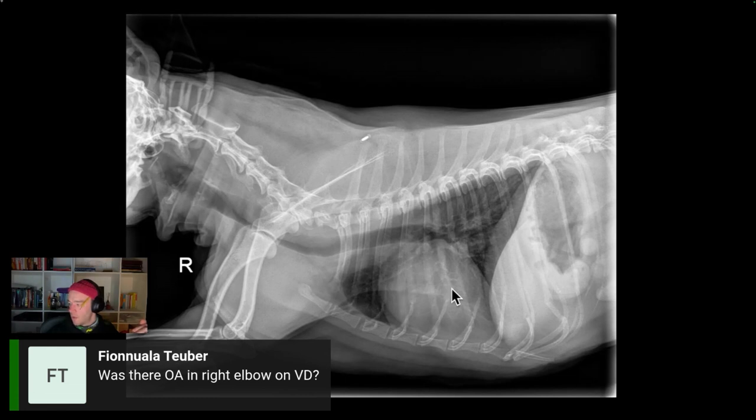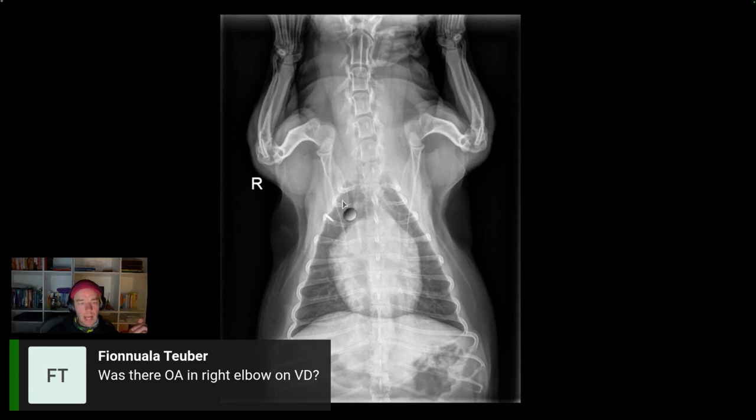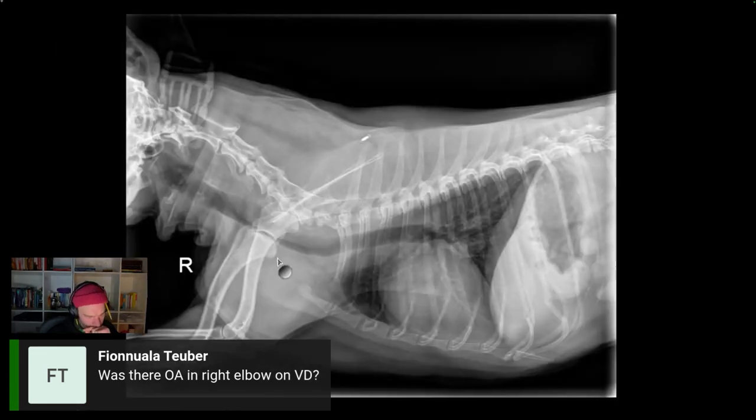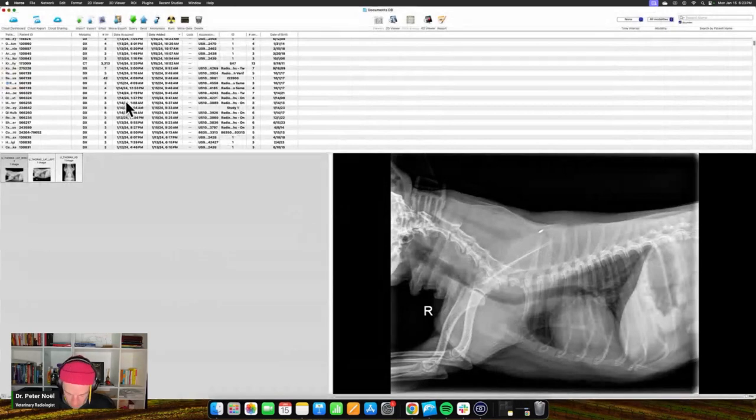Was there osteoarthrosis in the right elbow joint on the VD view? No, not that I see. And I don't see it on these views. I think you're okay. 21 minutes and we've done one case. That is what I would consider a really hard fail on my part.